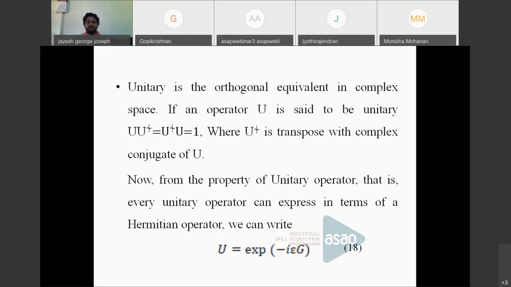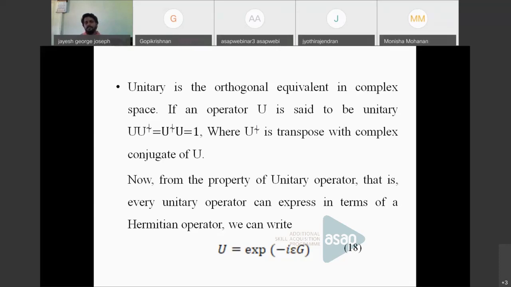We can write this mathematical equation. Let's say we are taking that equation. Any unitary operator we can express in terms of a Hermitian operator, and that relation is U equals exponential of minus i epsilon G. This is the relation that connects a unitary operator and a Hermitian operator.